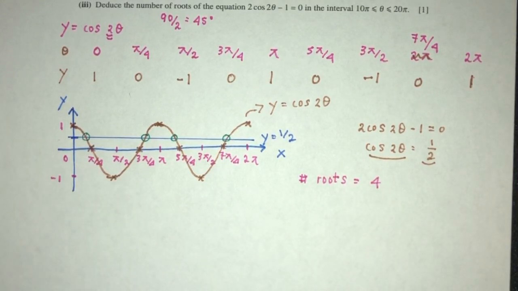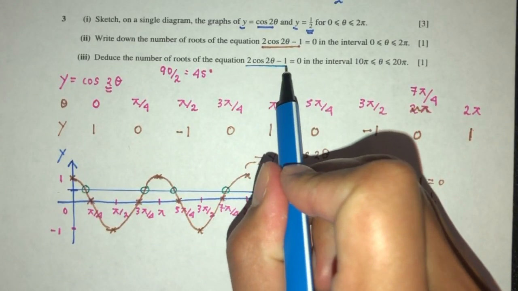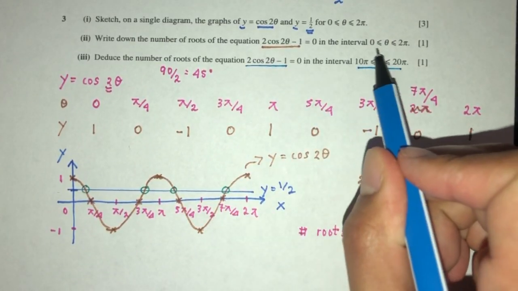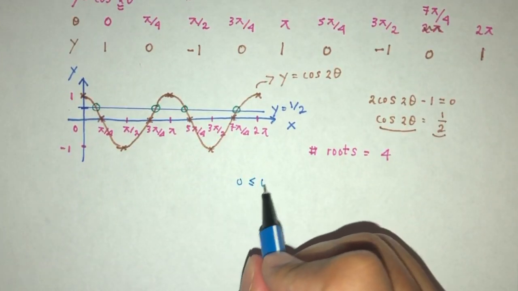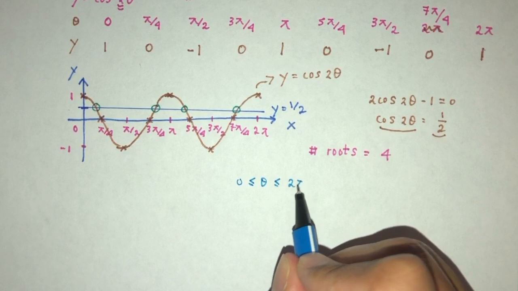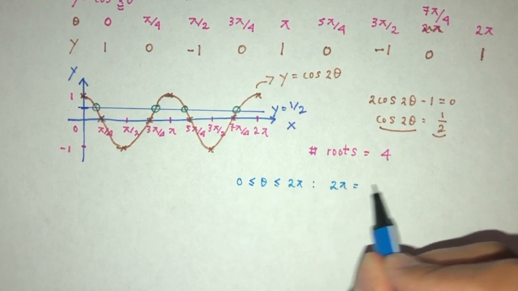Now for part 3, deduce the number of roots from the equation in this interval. So pretty easy. Now we understand that from 0 going to 2 pi, the number of roots is 4.